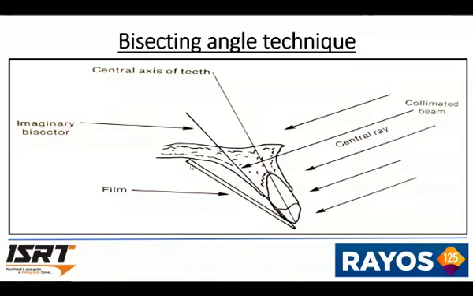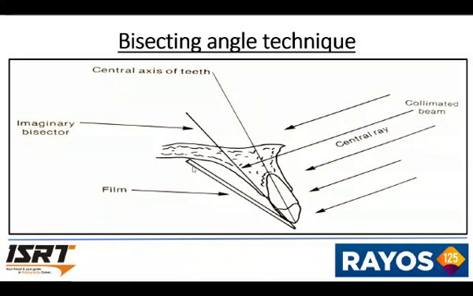So suppose we consider the film and the imaginary bisector as one triangle, and the imaginary bisector and the central axis of the tooth as another triangle. When we direct the central ray perpendicular to the imaginary bisector, the angles formed here and here in both triangles will be 90 degrees. And this imaginary bisector is common to both triangles. So according to the geometrical theory of isometry, if two angles and one side are equal in a triangle, naturally the other side is also equal.